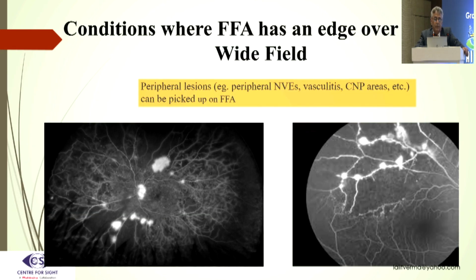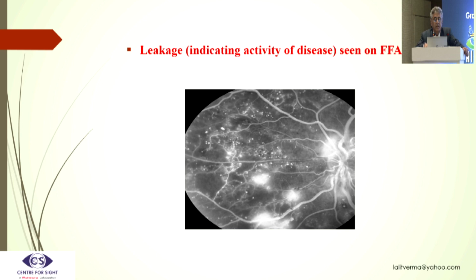I will try to list a couple of conditions where FFA has helped me more than OCTA, just to impress that FFA still has a role. Especially wider field angiography, if you do it. And in peripheral lesions, I'm not very comfortable doing OCTA in such conditions. Whether it is vasculitis, Eales disease, or peripheral NVE, people may say that you can pick up on indirect angioscopy also, but these pictures here tell the story itself. Leakage is another thing where I'm never confident with OCTA, although flow indices have been described. I'm very comfortable picking up leakage, which indicates the activity of the disease.